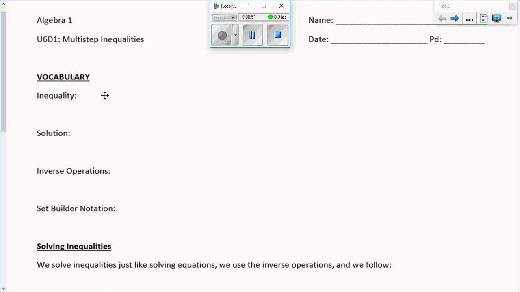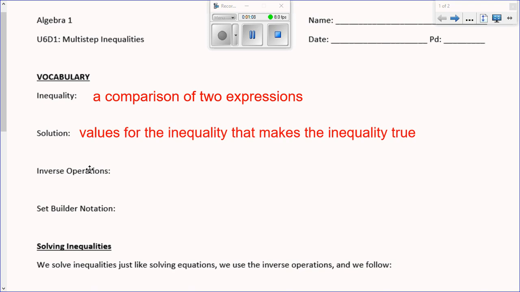So, vocabulary. Inequalities is a comparison of two expressions. So we use less than, greater than, or equal to. We've only dealt with equal to, so now we're going to deal with less than or equal to, less than, greater than, or greater than and equal to. Okay? Solution is a value that makes the statement true. So in this case, we're talking about the inequality. So a value we can plug in for the variable that would make it true. So if you said x is less than 4, 3 is a solution because 3 is in fact less than 4. Inverse operations are operations that undo each other.